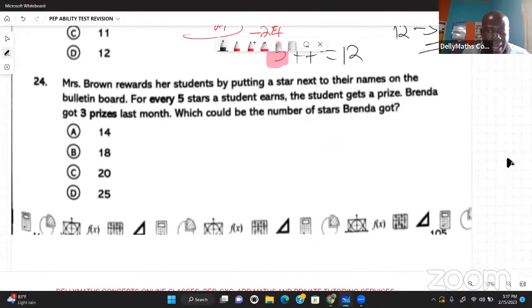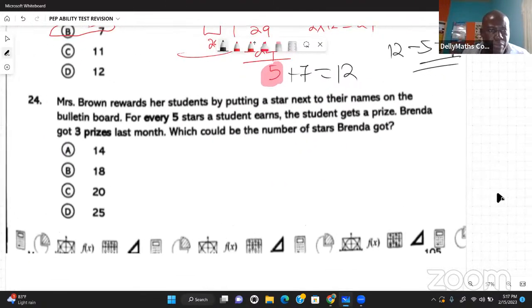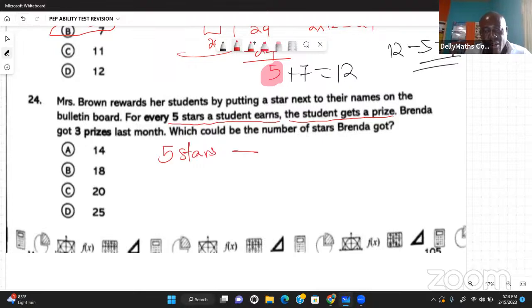All right, let's jump to 24. Mrs. Brown rewarded her students by putting a star by their names on the bulletin board. For every 5 stars a student earns, the student gets a prize. So we're talking about 5 stars. Let me write this: 5 stars will give you 1 prize.